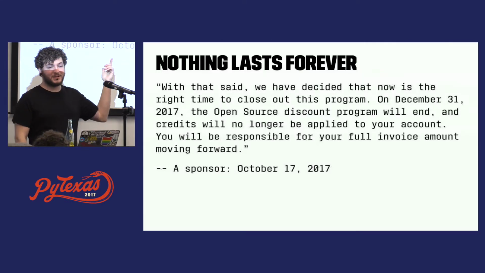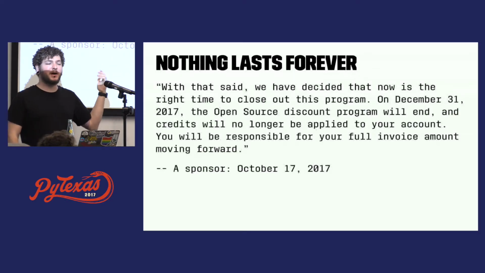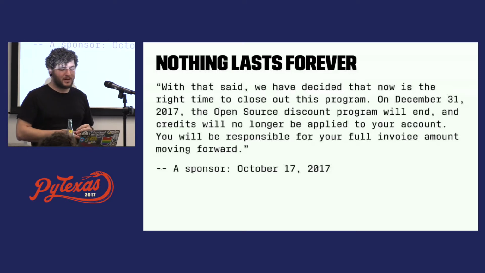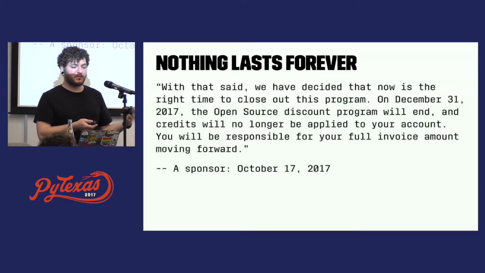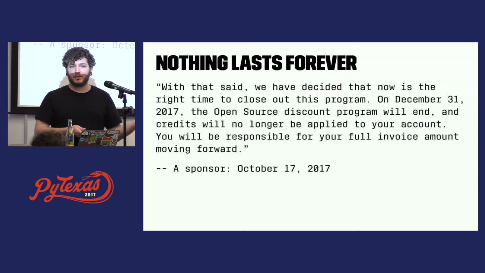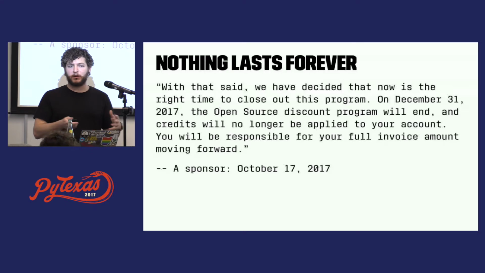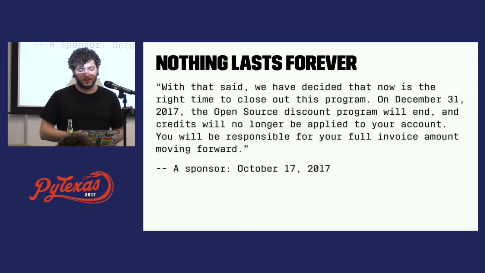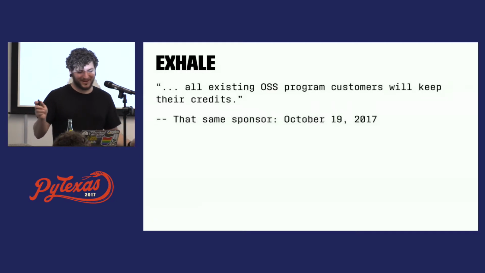And this is not meant to be at all an angry slide. This is just the realistic nature. So this is an email we got from a sponsor back in October that basically said, hey, we've decided that we're no longer going to be able to support this donation program, beginning on December 31st, 2017. So we got plenty of notice. It would have been sort of a hassle to get volunteers together quickly to move things, but it wouldn't have been the end of the world. Luckily, about 2 days later, we got an email that's like, oh, sorry, we screwed up. That was the wrong information. Everything's cool.